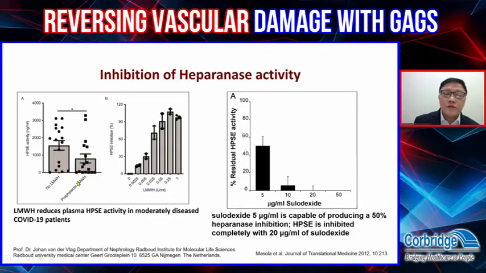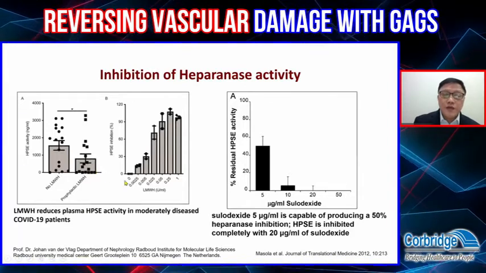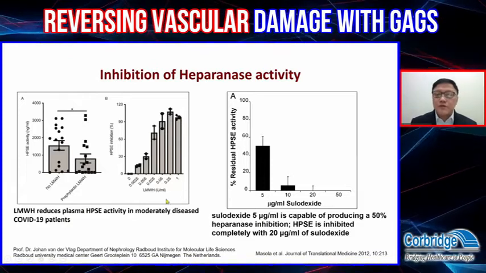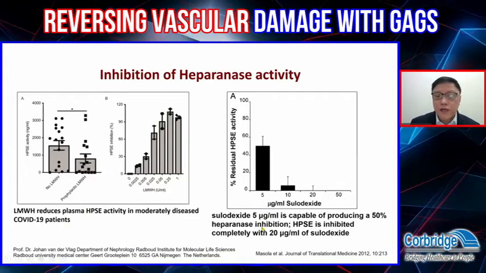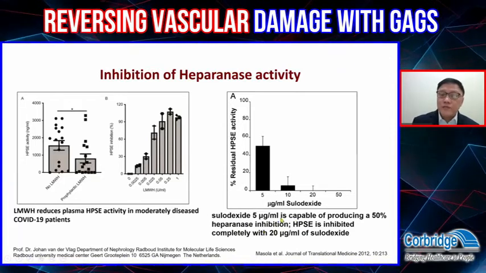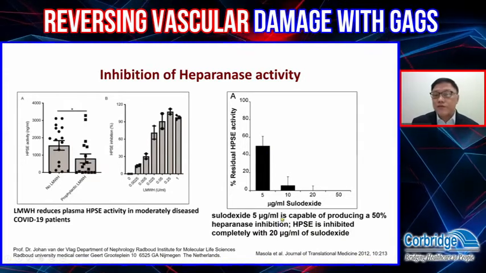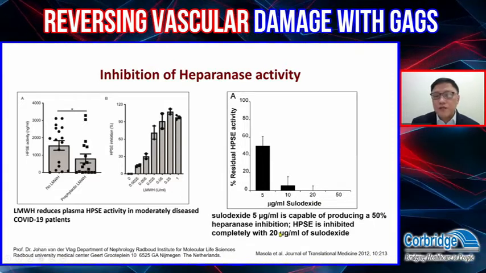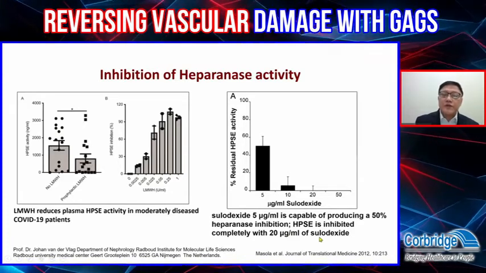Look at those who were given low molecular weight heparin. The heparinase activity was reduced, and the higher the dose of low molecular weight heparin, the greater the inhibition of heparinase. And on the right side, you can see the effect of sulodexide, which is also an anticoagulant, and a fast-moving heparin. With 5 microgram per ml concentration, it can reduce heparinase activity by 50%, and by 90% at 20 microgram per ml. It approaches zero, total inhibition of heparinase.